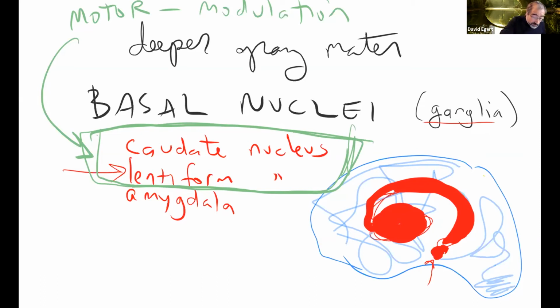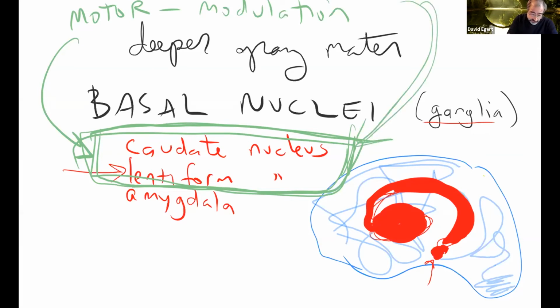When you have problems with these regions, however, which happens in Parkinson's disease, as we'll talk about, you have problems starting and stopping movements, or keeping things from moving and tremoring and things like that. So it's not about paralysis, it's more about the controlling of things. So motor modulation here in these areas.